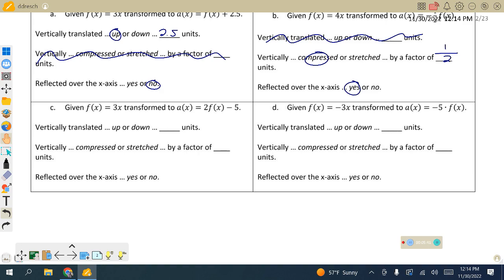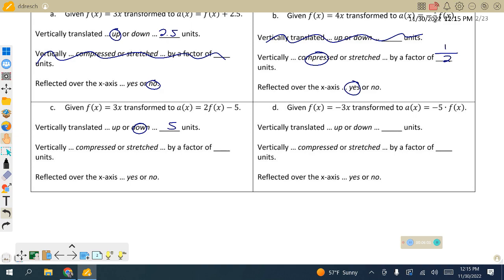Down. Because of the minus 5 this time, right? So we are selecting down, and we're going down how many? 5. Sounds good. Do we have a stretch or compression happening here? Yeah, because of that 2 out front. Out front is what we call stretch or compression.